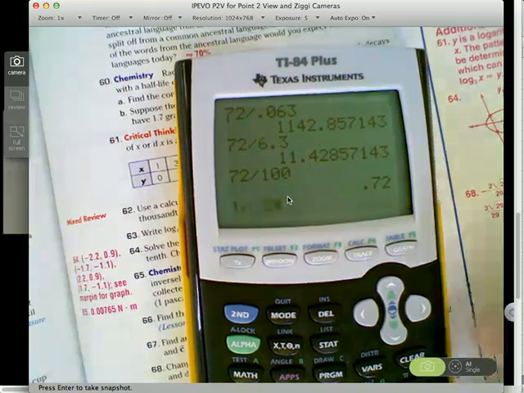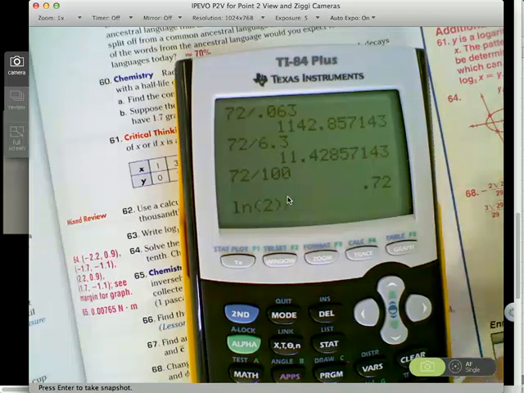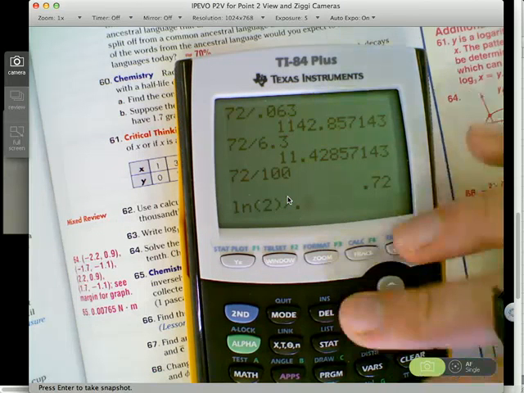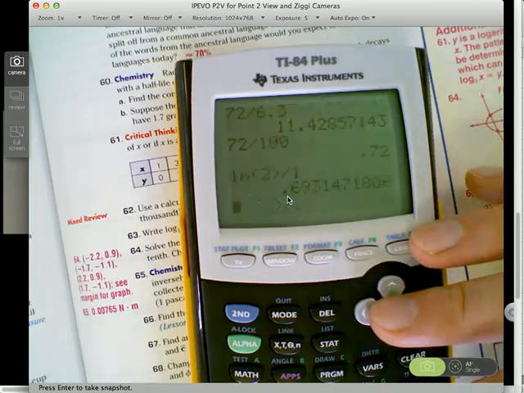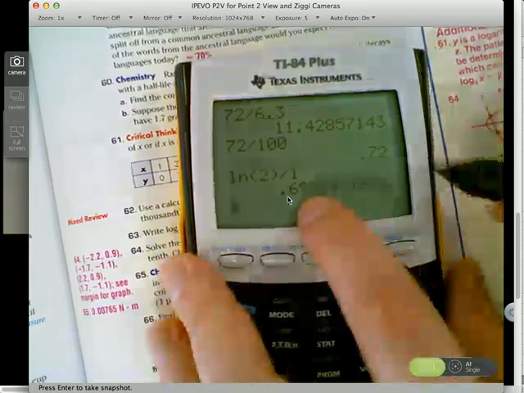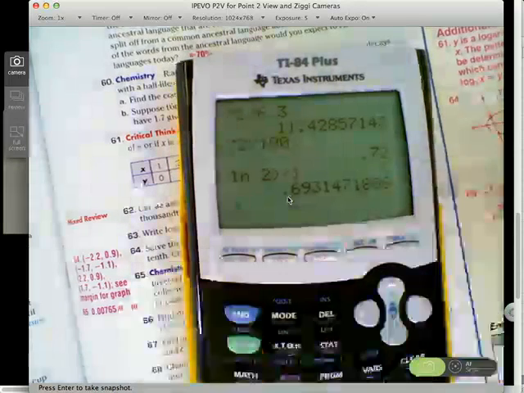What is ln of 2 divided by, well, actually, it would just be 1. Right, so 0.69 years compared to 0.72. So it is off a little bit.